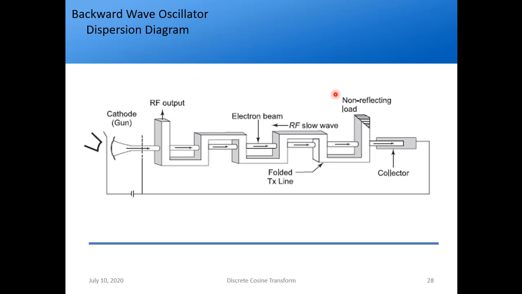It is traveling like this only. But if I make it travel in this way, it is traveling a larger distance, right? So somehow we are trying to reduce the axial velocity of the RF wave. That is why this is also a slow wave structure.